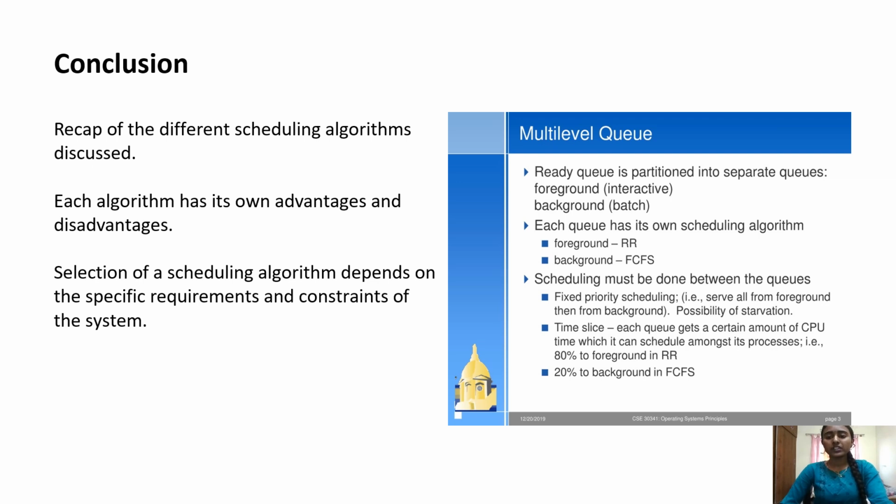Scheduling must be done between the queues, which is fixed priority scheduling, that is, serve all from foreground then from background. Possibility of starvation. Time slice: each queue gets a certain amount of CPU time which it can schedule among its processes, that is 80% to the foreground in round robin, 20% to the background in FCFS.